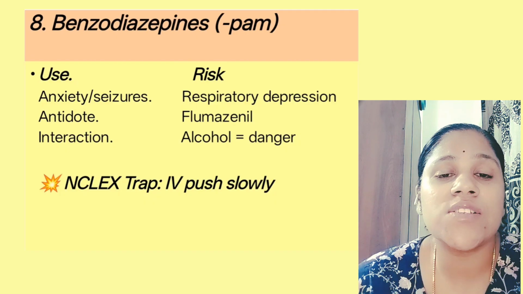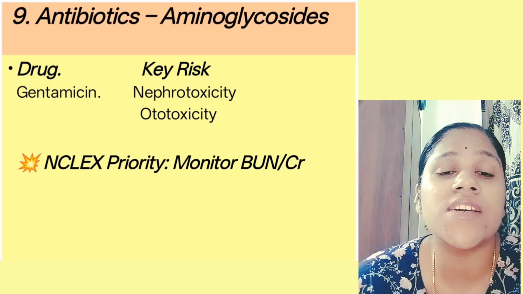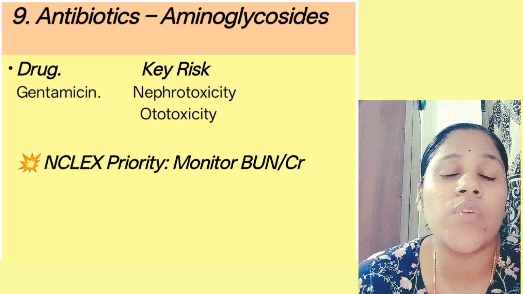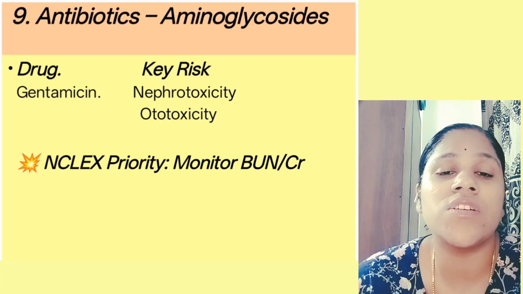Next important thing we are going to see is antibiotics. Yes, in antibiotics we are mainly seeing the aminoglycosides. For example, gentamicin causes a lot of nephrotoxicity and ototoxicity. The NCLEX priority here is we have to monitor the blood urea nitrogen and the creatinine. It is the kidney function test. It plays a very important role when we are giving these drugs. If these parameters are deranged, please withhold the drug.